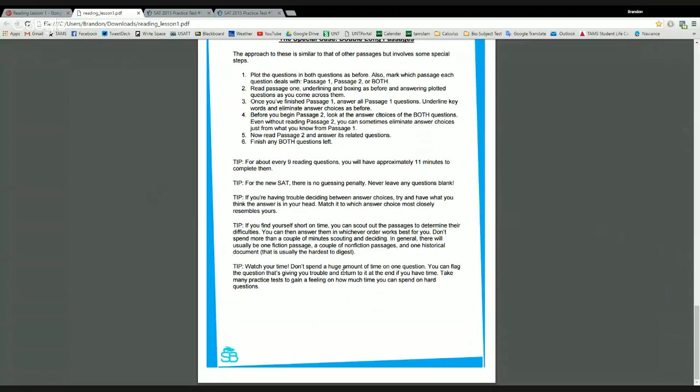And again, watch your time. Don't spend a huge amount of time on one question. You can flag the questions that give you trouble, and you can go back to them later if you have time. Take many practice tests to get a feeling of how much you can spend on each question. So that's a general outline of the reading section.